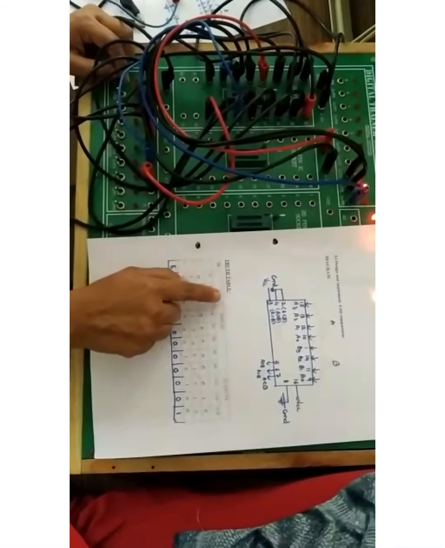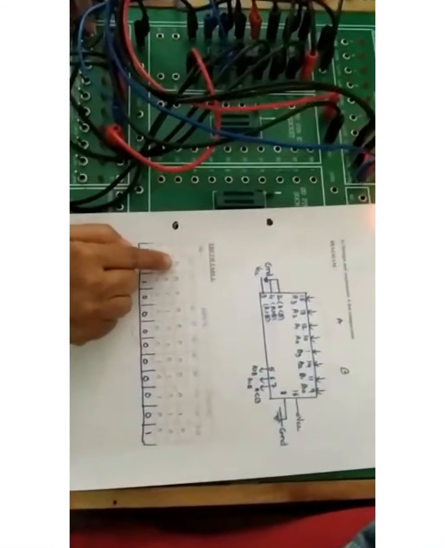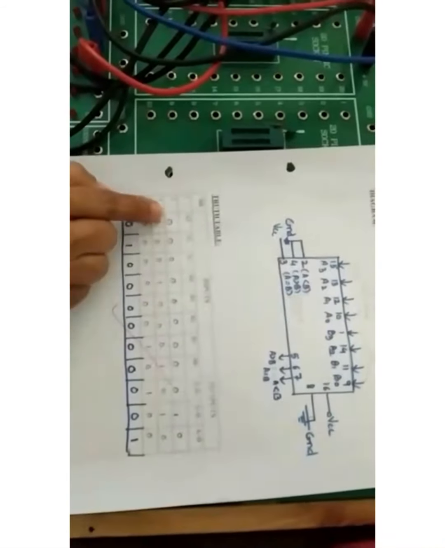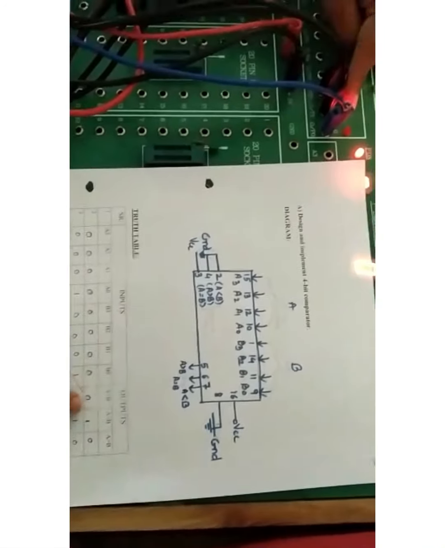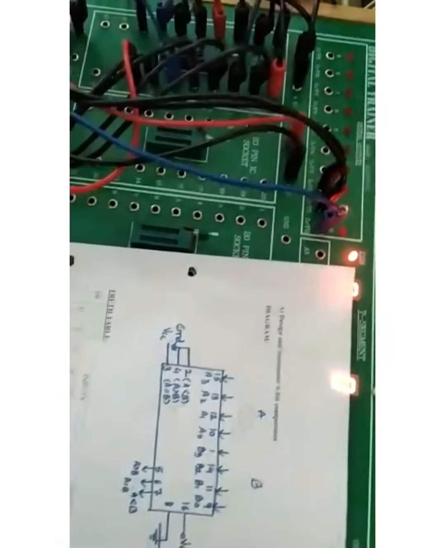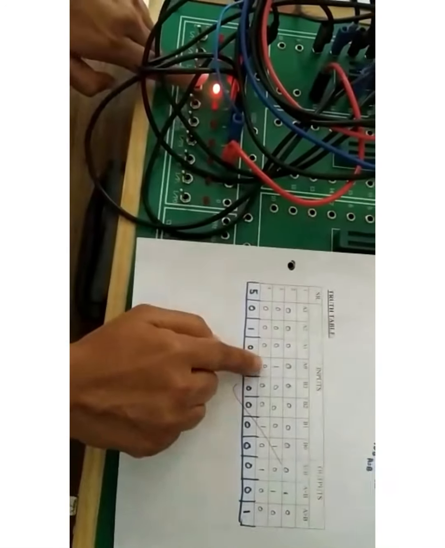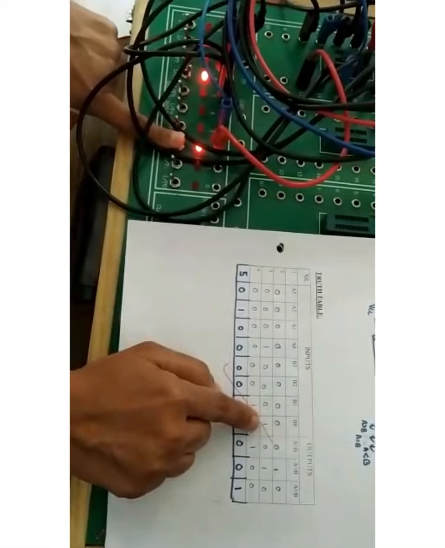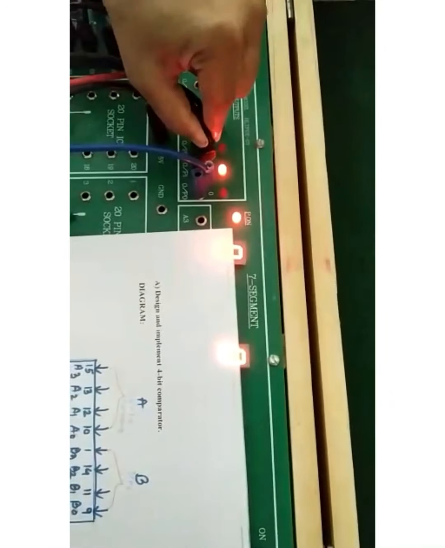Next we will check the truth table. We have completed all the connections. First, all inputs are 0, so you get the output A equals B. See here, the LED is glowing. Next, A0 is high and B0 is also high. Again they are in the same condition, so you get A equals B. The middle pin is A equals B, and it is glowing.